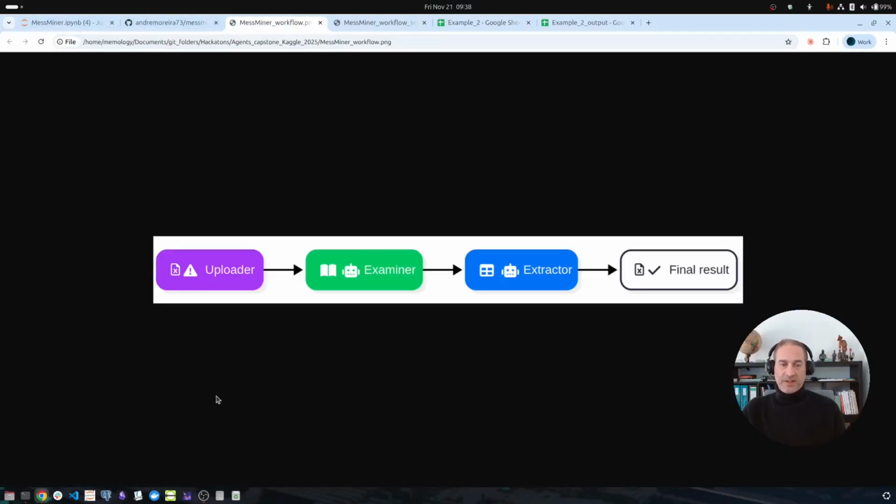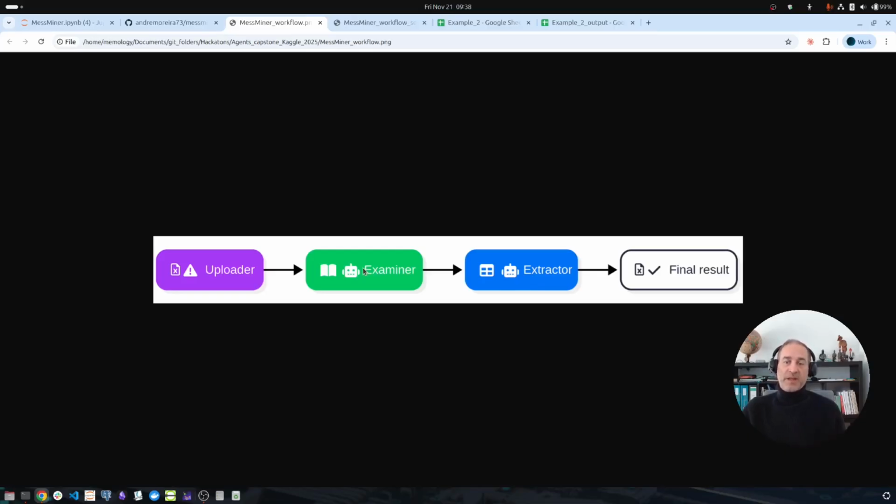Basically, it's a very simple workflow that uploads your Excel sheet, then examines what is in there and decides on a schema or structure that should follow, and passes that to an extractor that has only the job to extract the data based on the schema that was defined by the examiner.